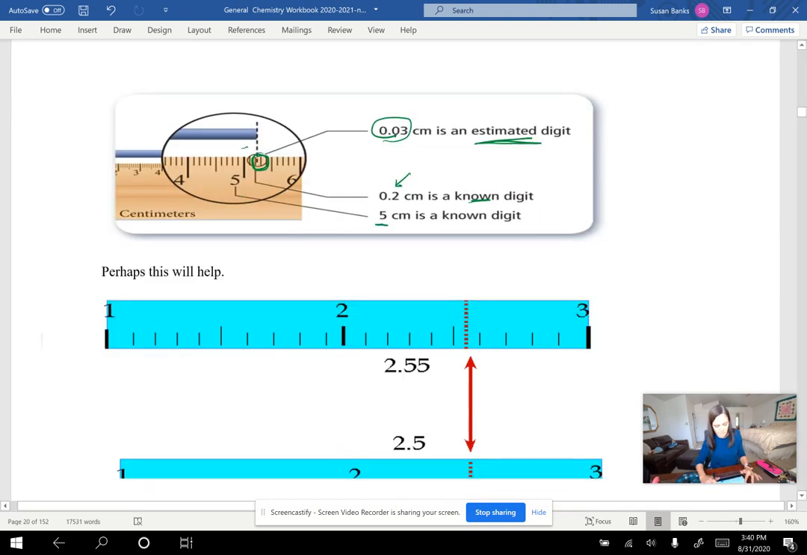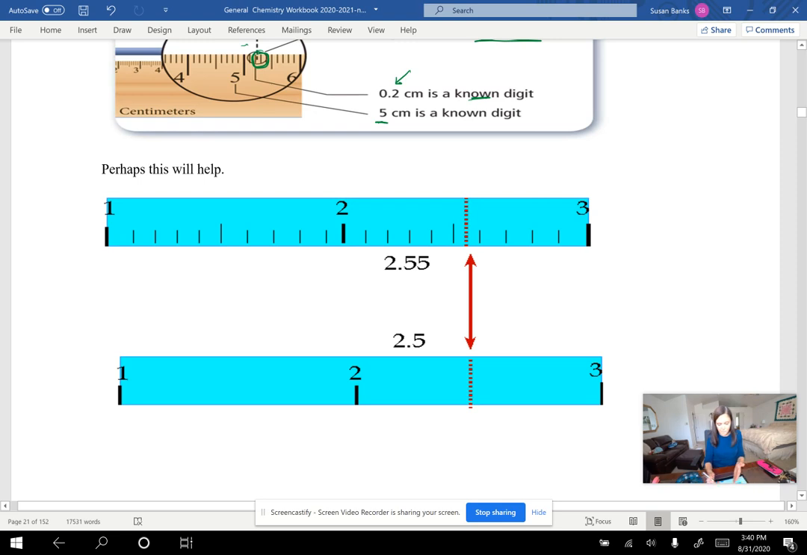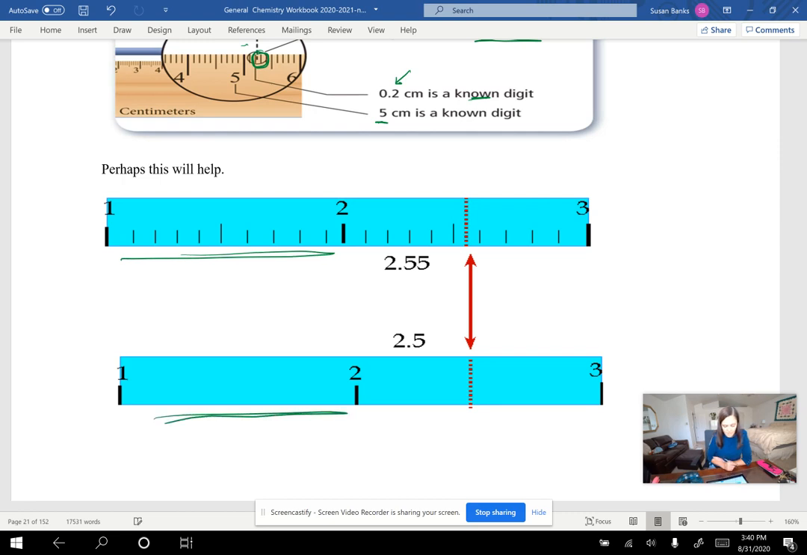So perhaps this is going to help. Notice I have the same measurement, but here I have markings. Here I have no markings. So on the one that has no markings, I know I've got 2 for sure. That I know. But I know it's somewhere in between 2 and 3. But I don't know exactly where. If I just eyeball it, it looks like it's about halfway through. So I'm going to estimate 2.5. That would be a good estimate.